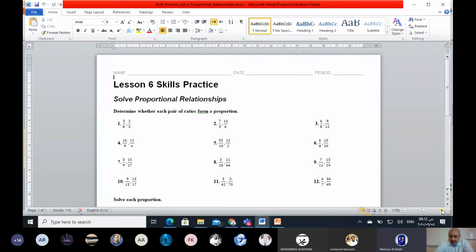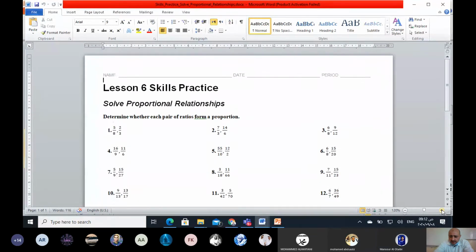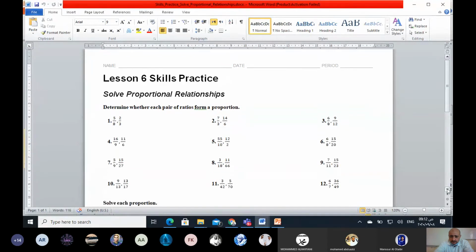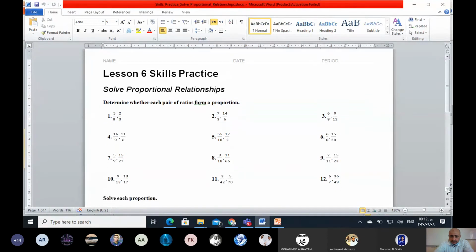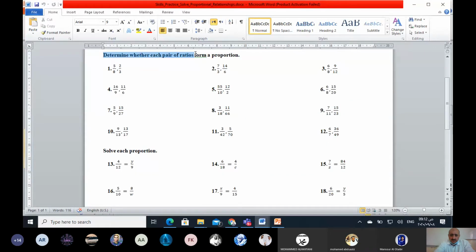Now prepare your notebook or any paper. We want to work together, please. Each pair of ratios forms a proportion.